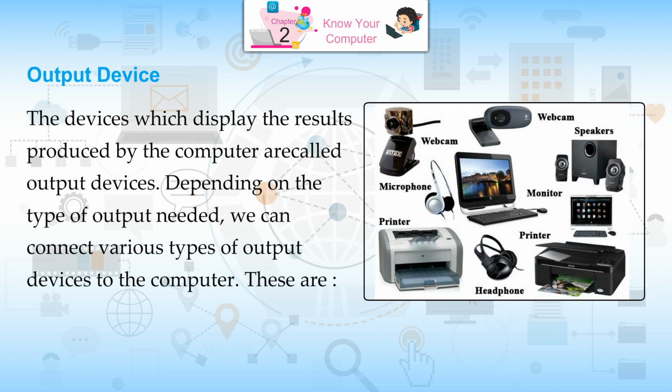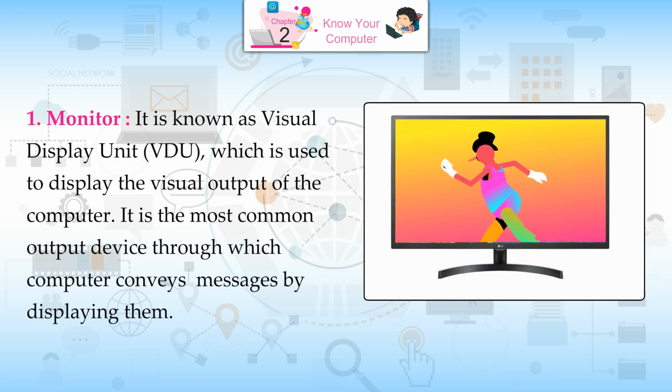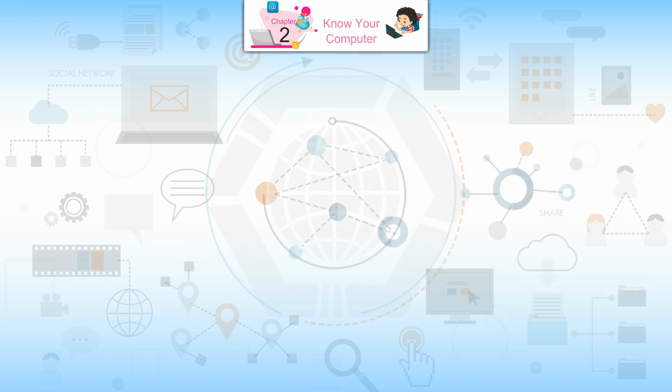Output device. The devices which display the result produced by the computer are called output devices. Depending on the type of output needed, we can connect various types of output devices to the computer. These are: first, monitor. It is known as Visual Display Unit (VDU), which is used to display the visual output of the computer. It is the most common output device through which the computer conveys messages by displaying them.